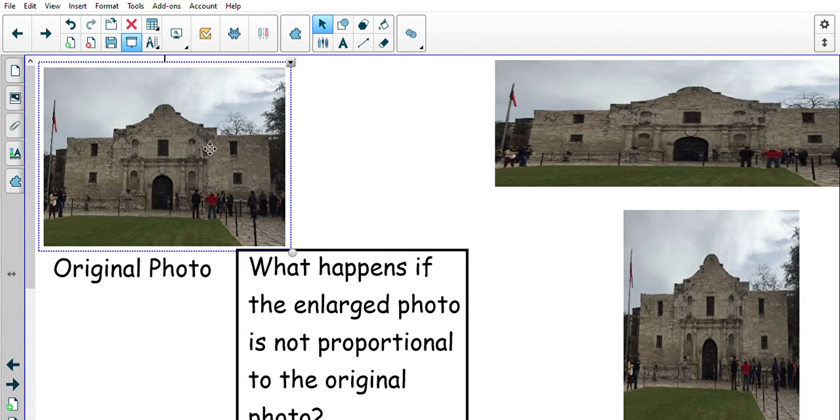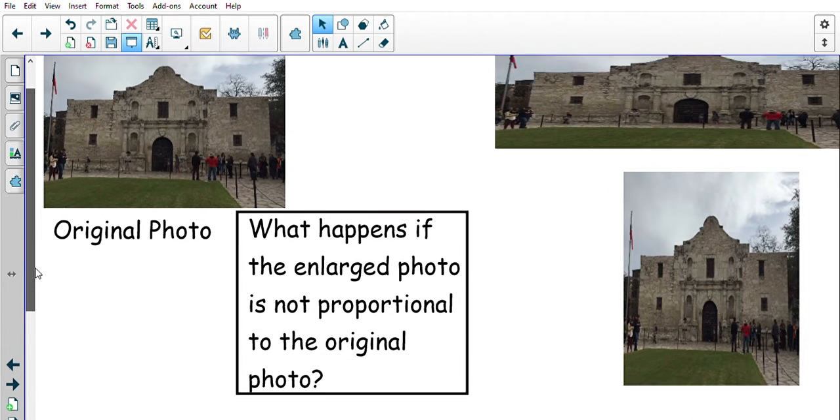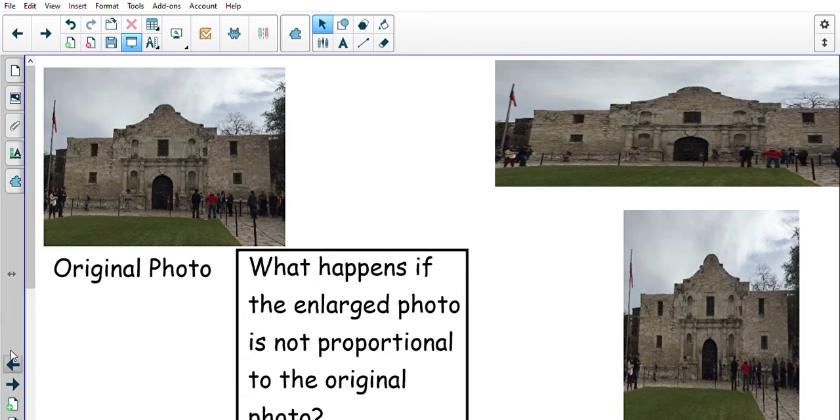This might have happened to you sometimes when you took a picture, and this is actually the Alamo down in San Antonio, Texas. If we take a picture and we try to either enlarge it or make it smaller, and somehow we end up accidentally stretching it out, those dimensions don't stay proportional to the original figure. So it might look stretched out like this, it might look stretched out like this, but if they're not proportional, it may end up messing a little bit with our picture so it doesn't look exactly the same.